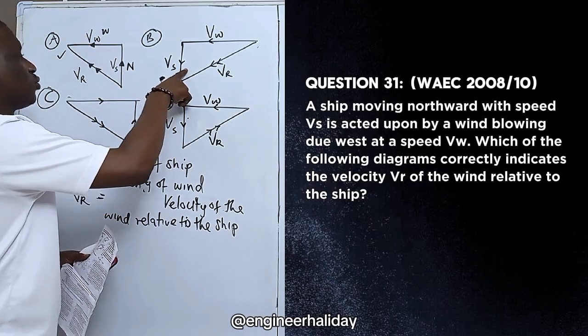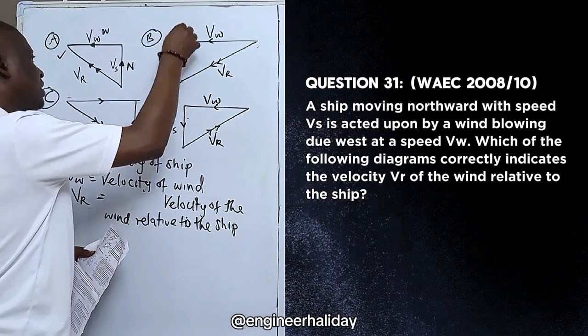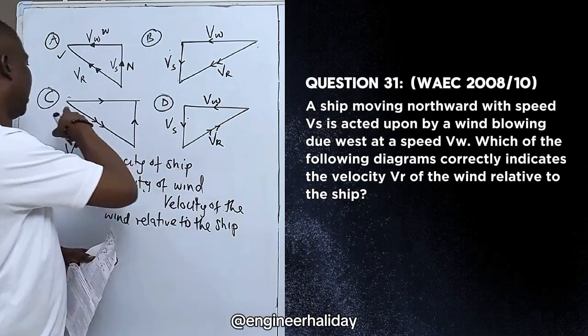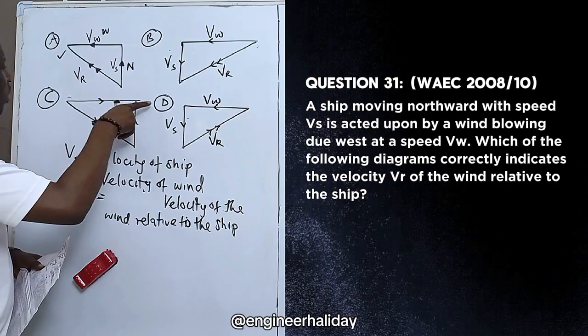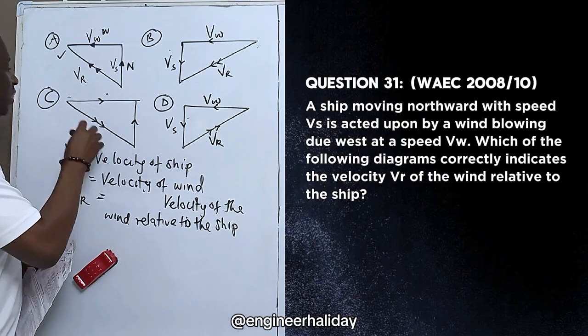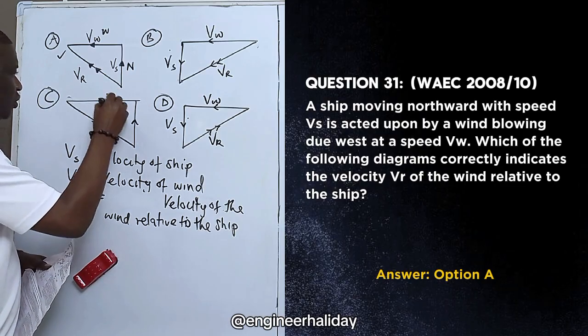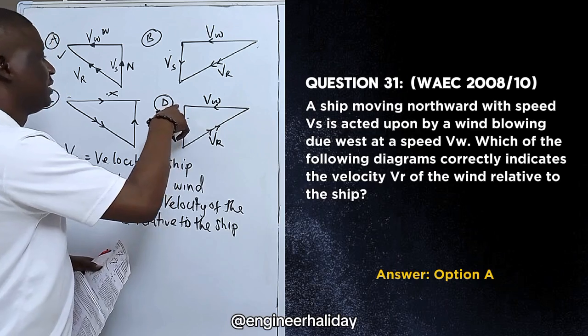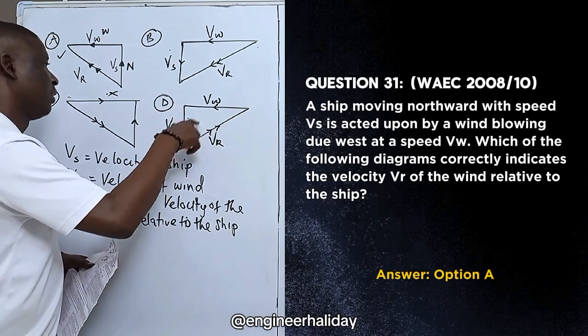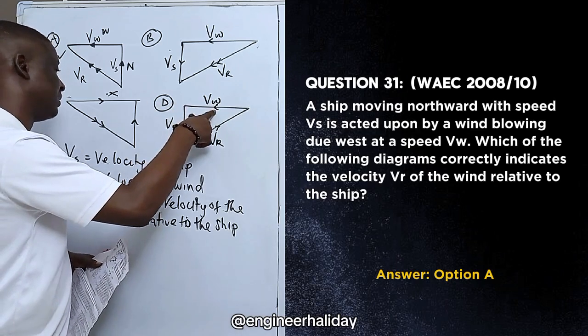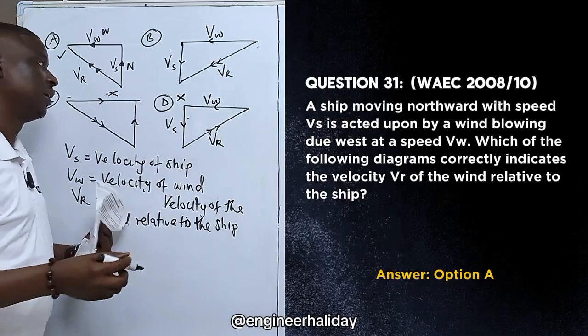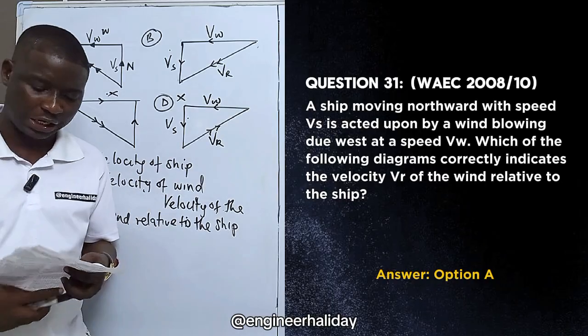Now let's check this. This one is not going north, it's going south, so it's wrong. Option C, this one is going east. This one is going north, so this one is also wrong. This one is going south. This one is going west. The only correct one is A, this one is wrong. So the answer to that question is A.